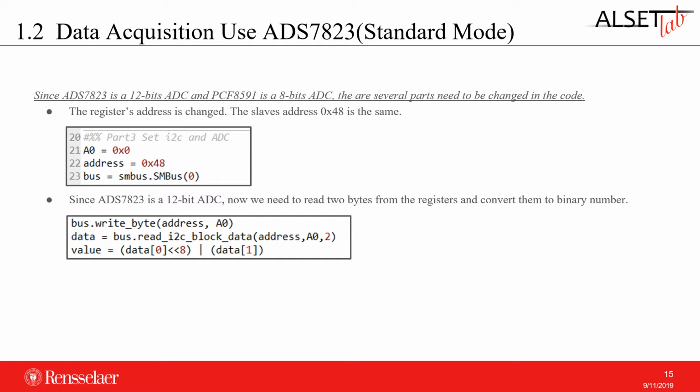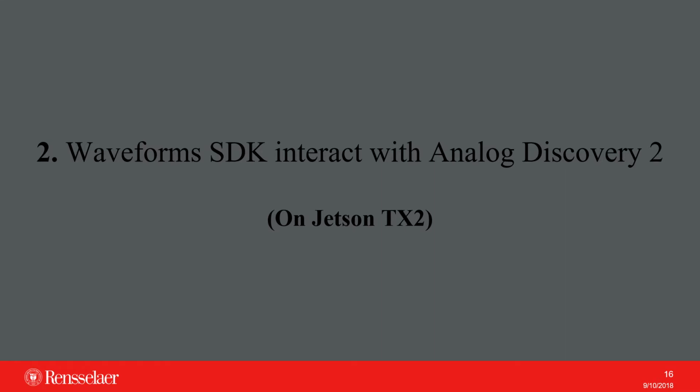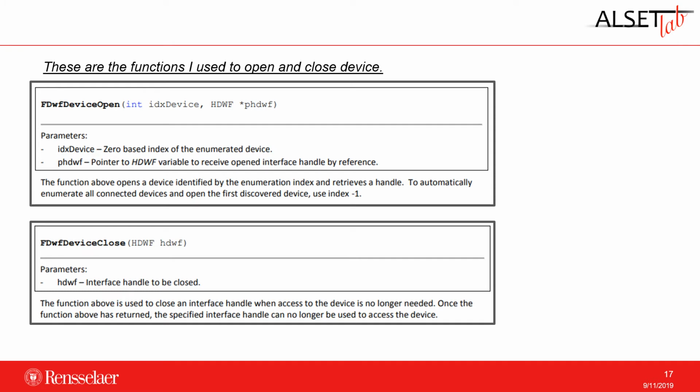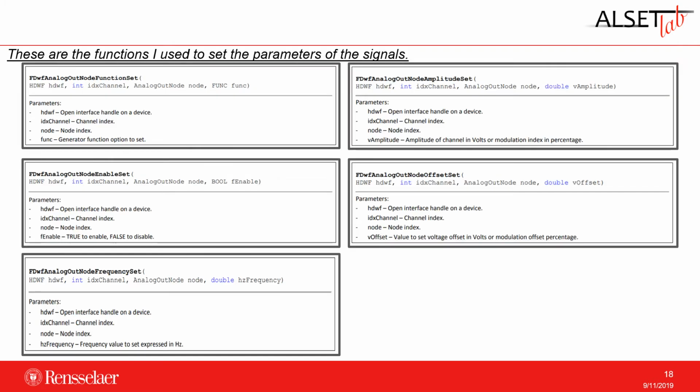The register's address is changed and now we need to read 2 bytes from the register and convert them to a binary number. The second part of my implementation is to use the Waveform SDK to interact with Analog Discovery 2. These are the functions I use to open and close devices. And these are the functions I use to set the parameters of the signals.